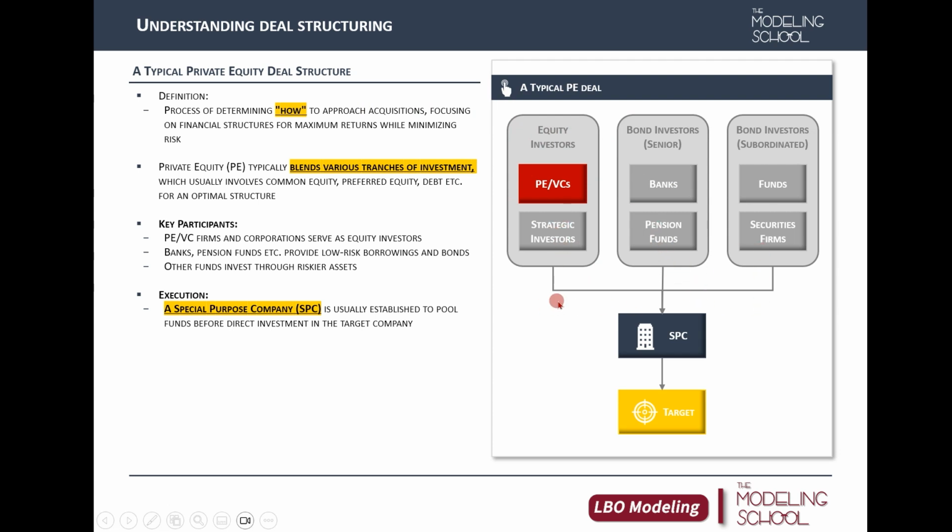These investors will form a special purpose company, and this special purpose company will usually merge with the target company, as a result of which the private equity firms will become the shareholders of the target. And lastly, sometimes there are strategic investors as well in the deal structure, but it would be relatively uncommon for the deal structure to have both PEs and strategic investors at the same time.